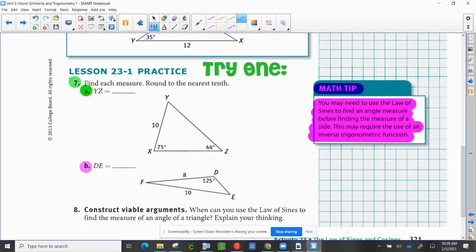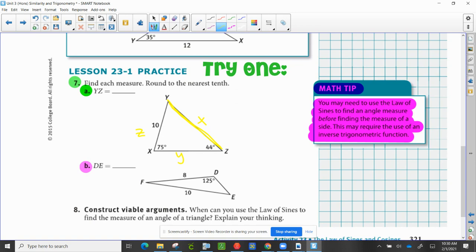Okay, so let's try one. We're going to try 7a. They want you to find YZ. So they want you to find this length. Let's label this as little x. We've got little z and little y, if that helps you. Again, I would find that third angle first, then use that to set up a proportion.